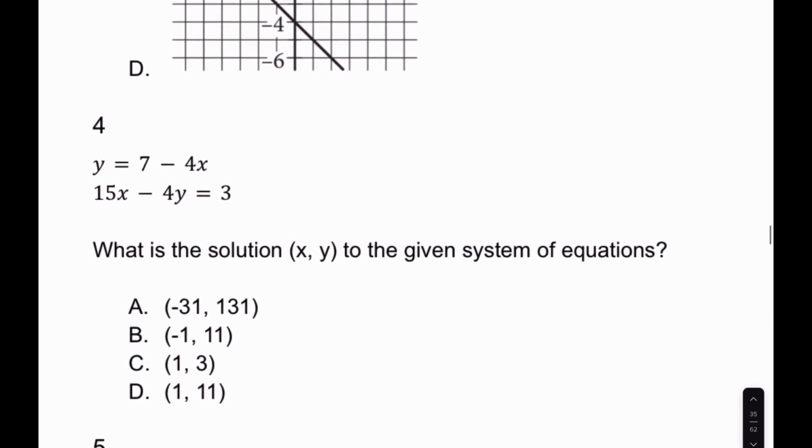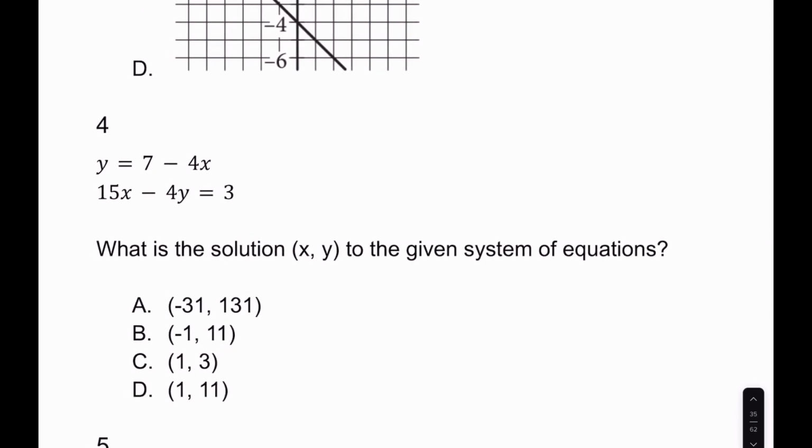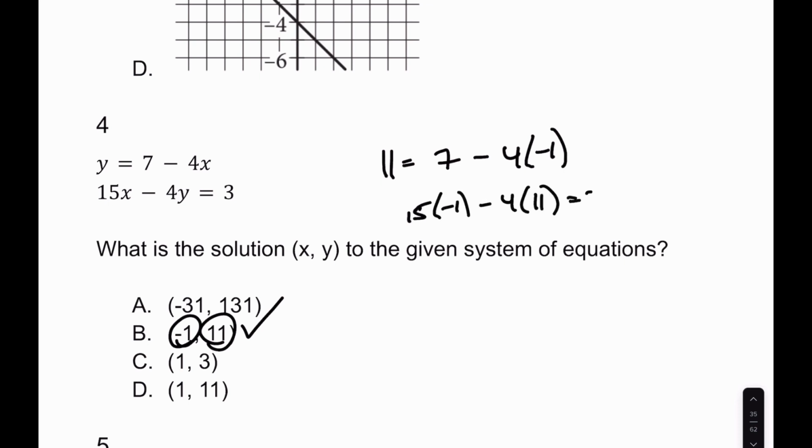It says, what is the solution to the given system of equations? You could use substitution, you could use elimination, but I might just try answer choices, really plugging this in for x and plugging this in for y. We have 11 equals 7 minus 4, -1. Wow, that does work. I now want to plug that into the other one. I have 15, -1, minus 4 times 11 equals 3. Does that work? No. That looks really crazy. I don't think it's B anymore.